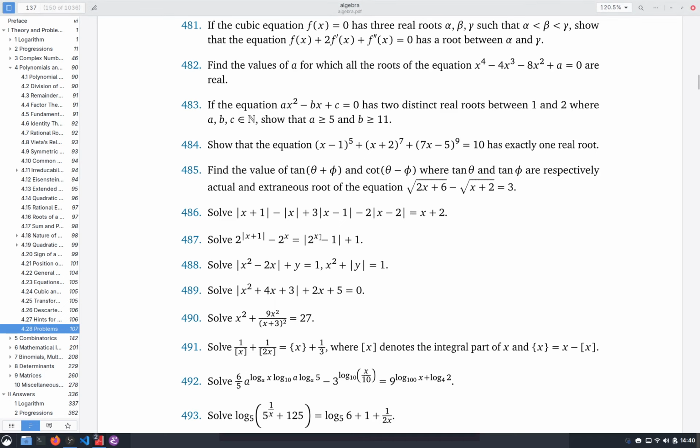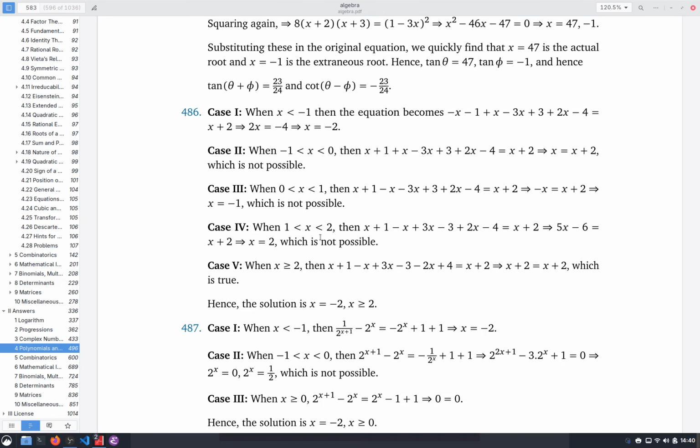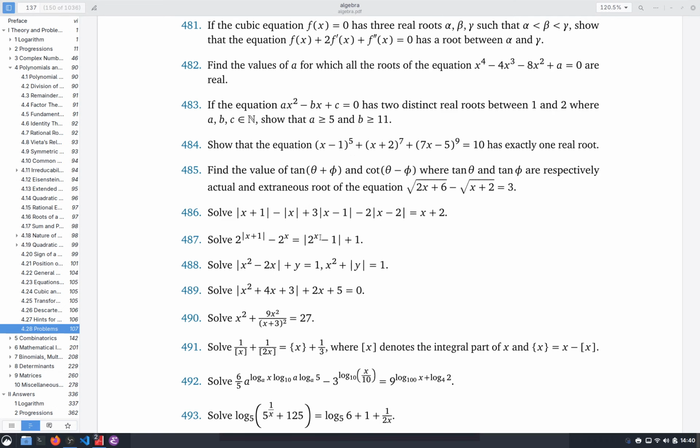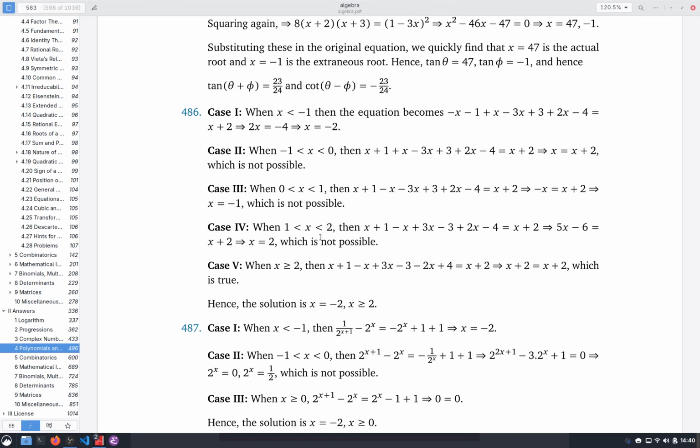Okay. Question 486 says that solve |x + 1| - |x + 3| |x - 1| - 2|x - 2| = x + 2. So we take the first case, that is x less than -1. So the equation will become, all the mods will become negative here if x is less than -1.